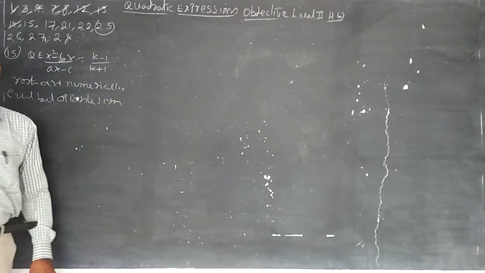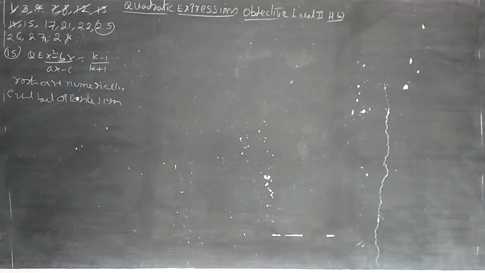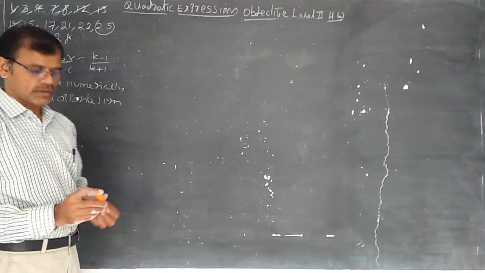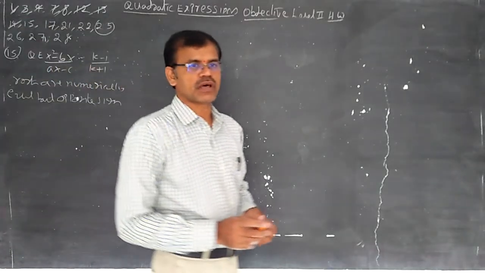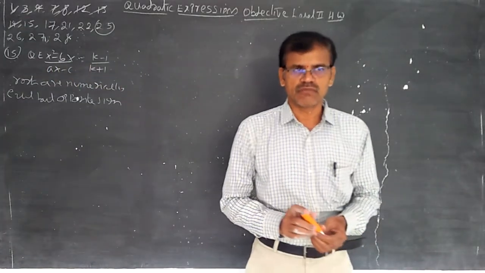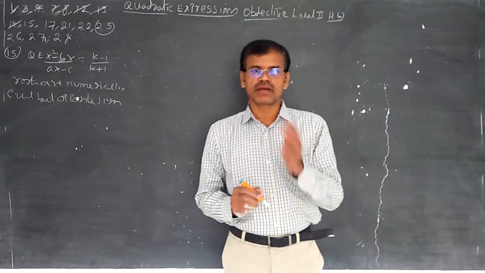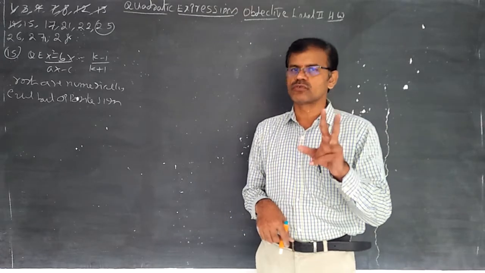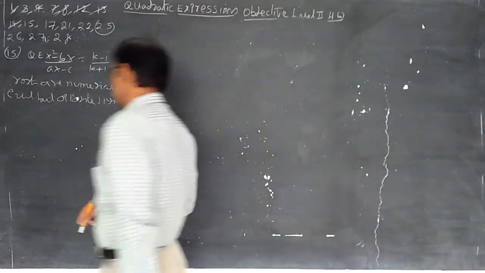Numerically equal but opposite sign means 5 and minus 5, 6 and minus 6, 7 and minus 7, like that. So if one root is alpha and another root is minus alpha, then alpha minus alpha becomes 0. It means the sum of the two roots is 0. That is the condition of this quadratic equation.